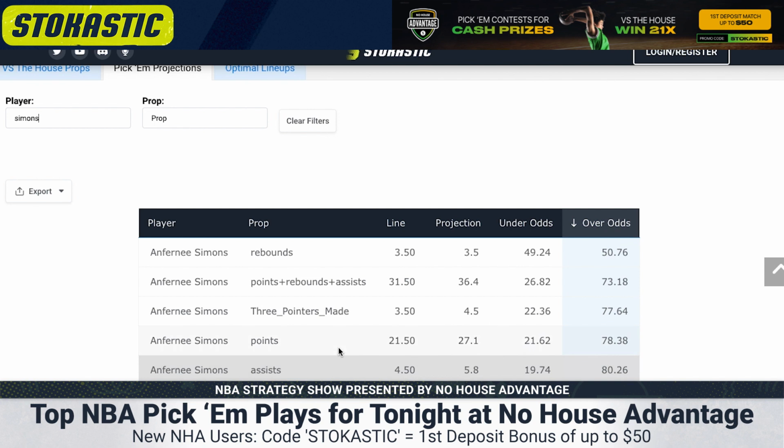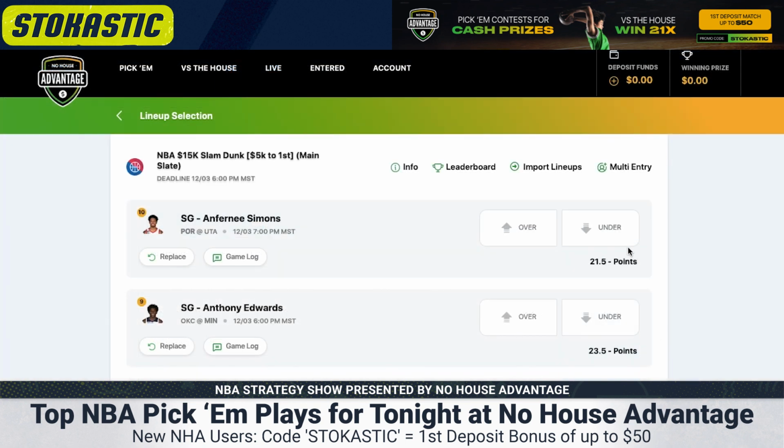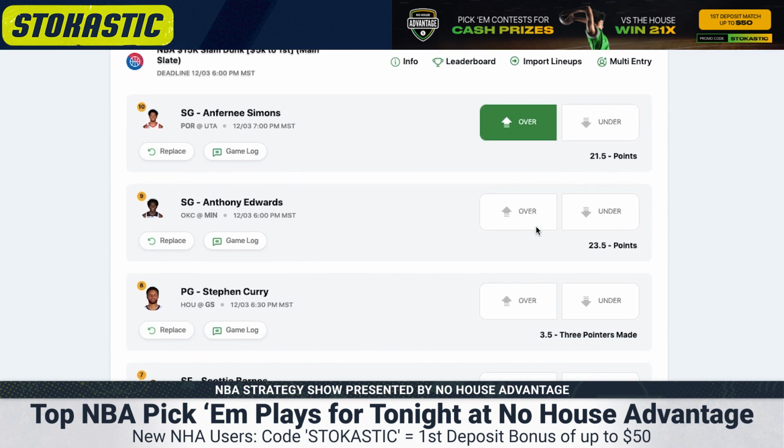Stochastic projections like Simons for 27 points tonight. That's clearing the 21.5 point total with a 78% probability. So I'm going to take the over of Anfernee Simons, 21.5 points to start out some of my NHA tickets tonight.